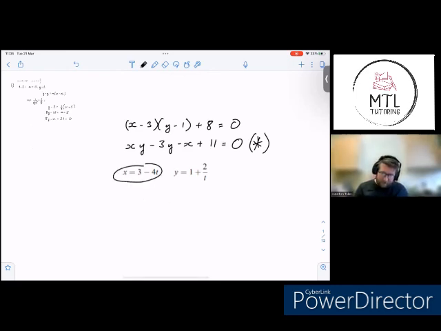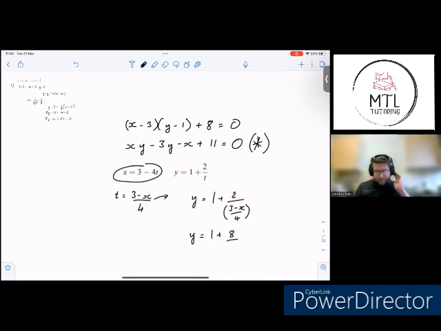So let's make t the subject here. t equals 3 minus x over 4. So sub that into y, we get y equals 1 plus 2 over (3 minus x over 4). So that means y equals, okay, we've got a fraction going on, we've got a reciprocal, so we just need to flip this second one over. So this becomes 1 plus 8 over 3 minus x.